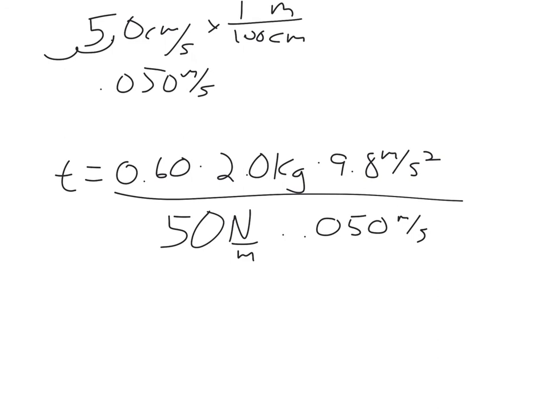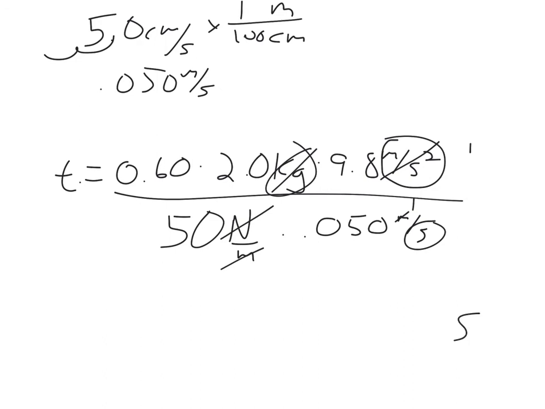So right away I can see a few things. Kilograms and meters per second squared, that's newtons, and that will cancel with newtons. Then I have meters here and meters here, which will cancel. And then I have 1 over 1 over seconds, which is the same as seconds. So I will get a time in seconds.